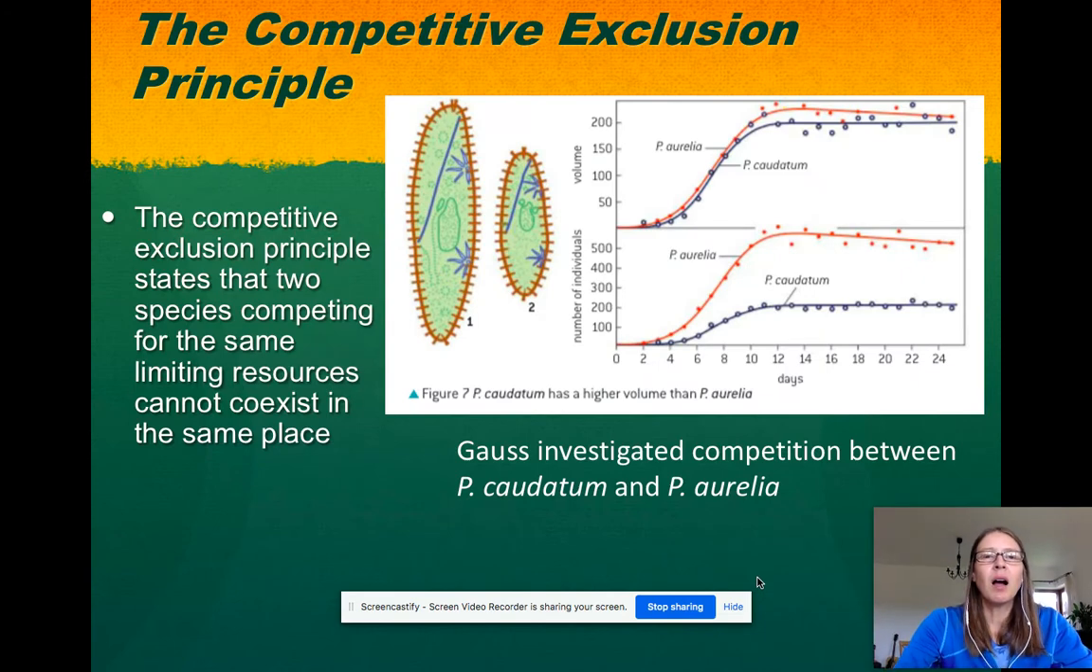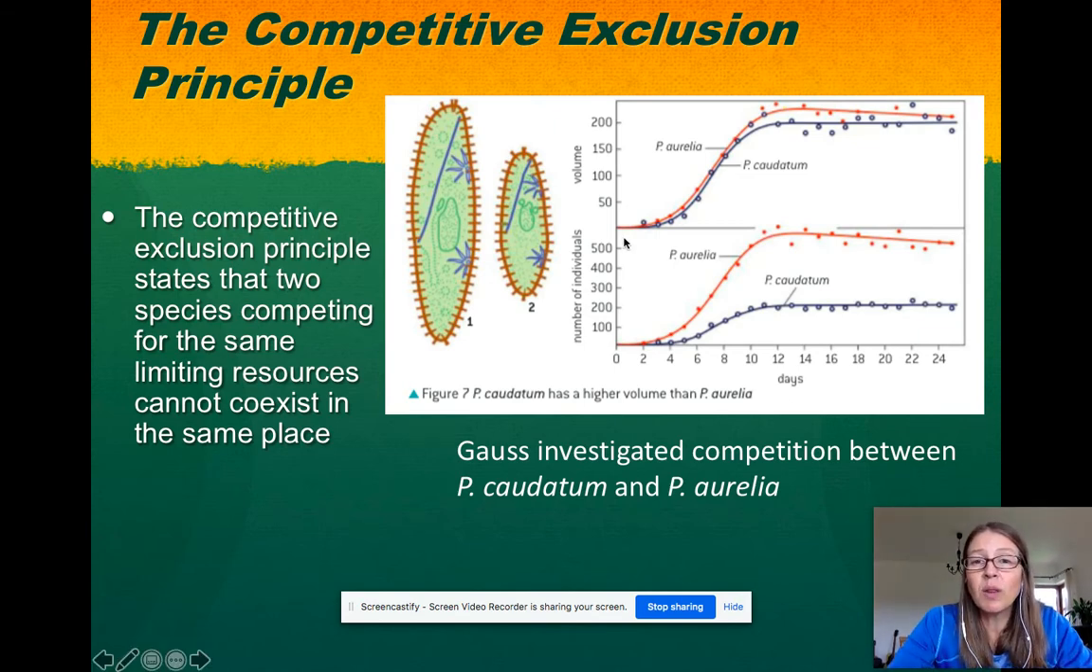Okay. The idea of the competitive exclusion principle is essentially that two species, if they're competing for the same limiting resources, can't exist in the same place. The competition is going to be just way too high. And this was studied pretty heavily by Gause, and he looked into two different species of Paramecium, caudatum and aurelia.